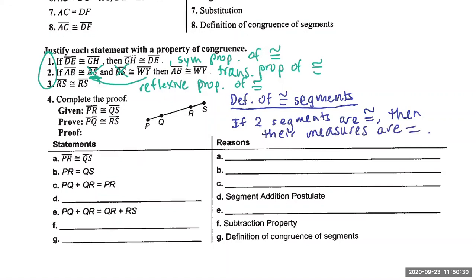Okay, and the reason I'm putting this here is it's used quite frequently in the segment proofs. And something to note is that when you have a definition, its converse is also true as well. So if you had it going the other way, if two segments have equal measures, then the segments are congruent. That's also true, and that's all definitions. Okay, so that's something to keep in mind.